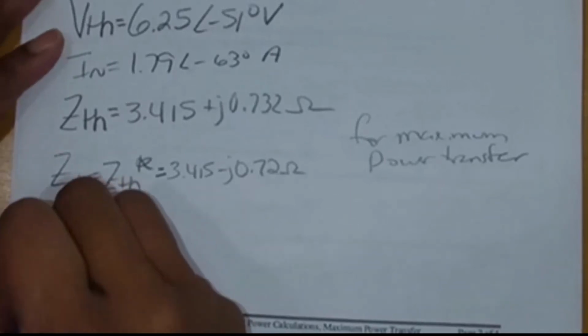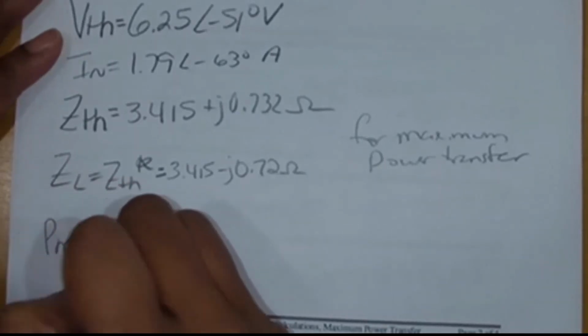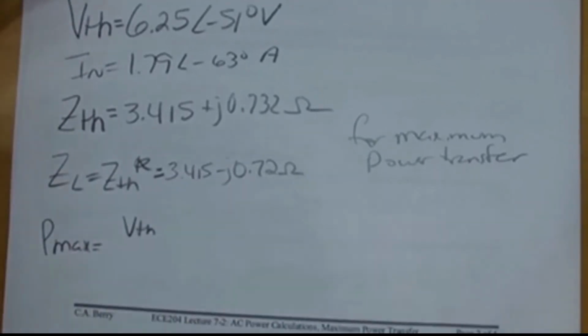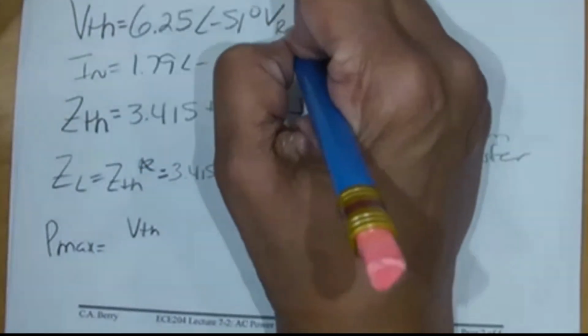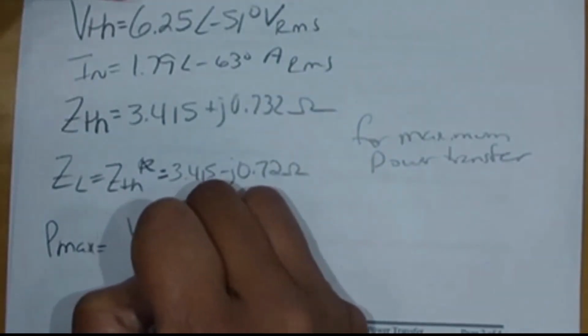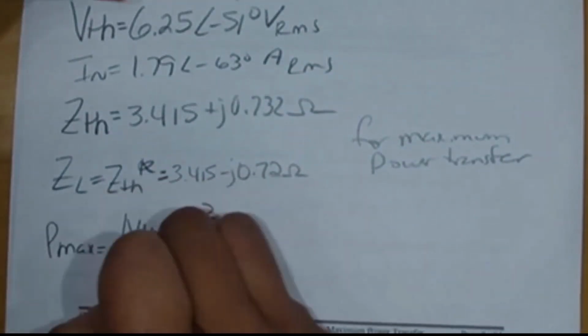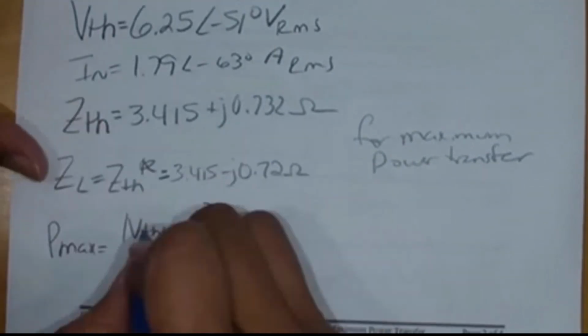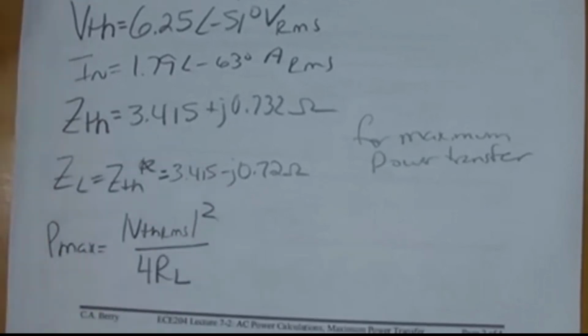And then that power is V Thevenin. We're going to assume that this is RMS, by the way. I didn't tell you that, but we're going to assume RMS. Oh, I did say it. Assume source is RMS. So this is going to be the magnitude of V Thevenin RMS squared over 4RL. So Ian, are you matching now?